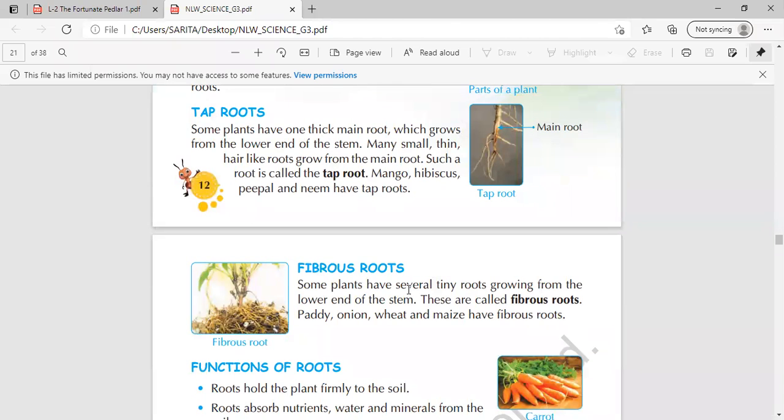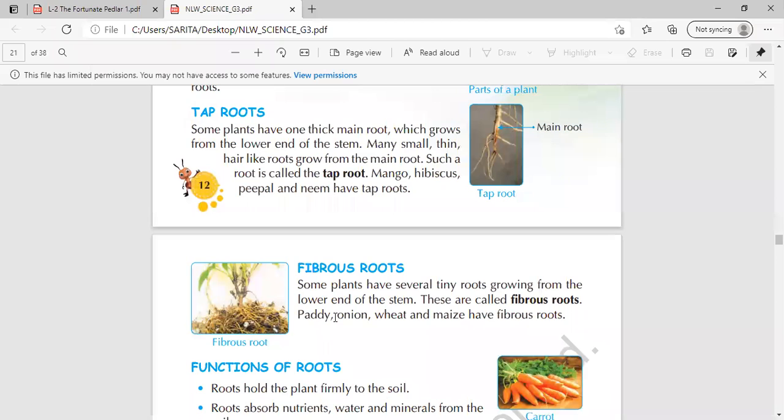Some plants have several tiny roots growing from the lower end of the stem. Look here. This is the stem and many tiny roots are growing here. Small, tiny, thin roots. All the roots are very thin. There is not any thick root. All the roots are very small, very thin, and they are hair-like. Okay, these are called fibrous root.